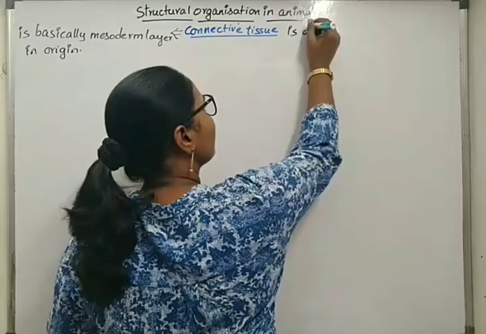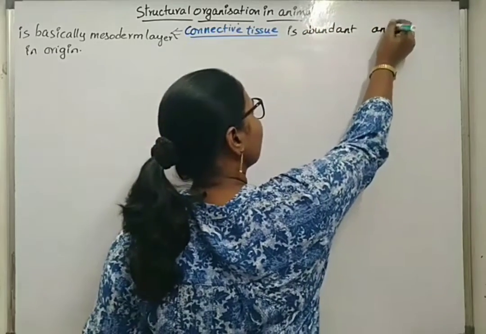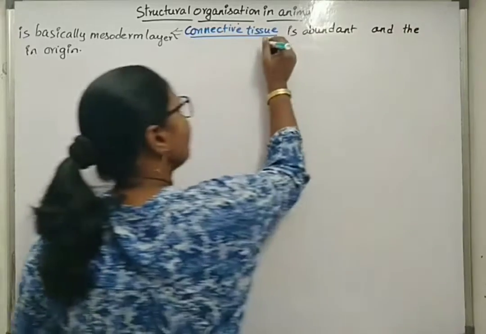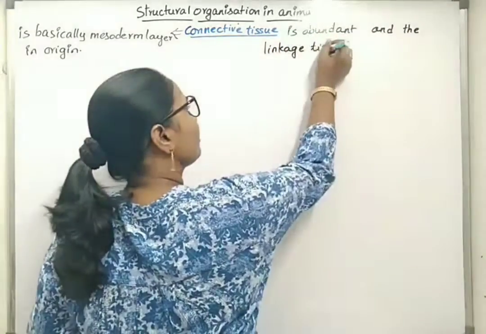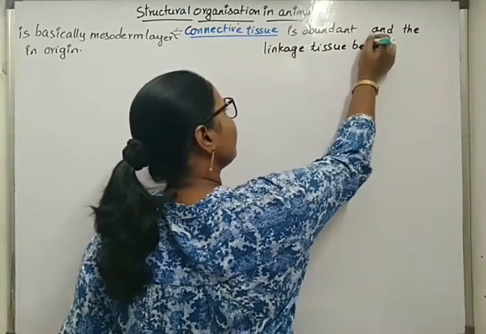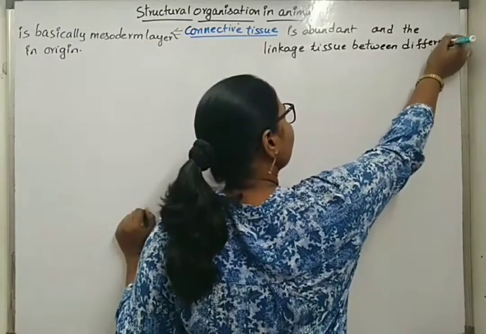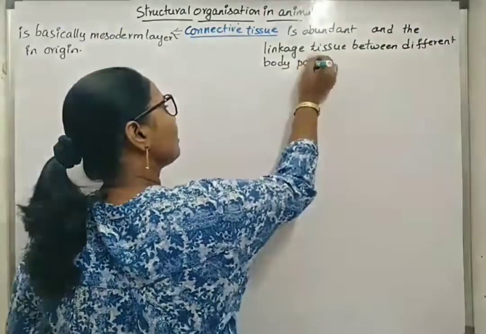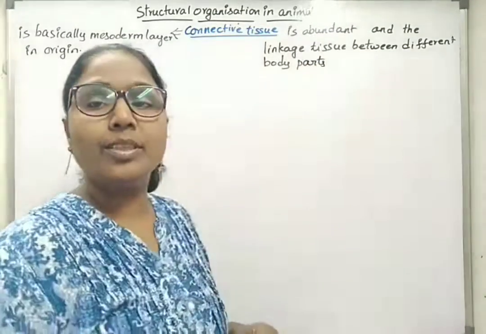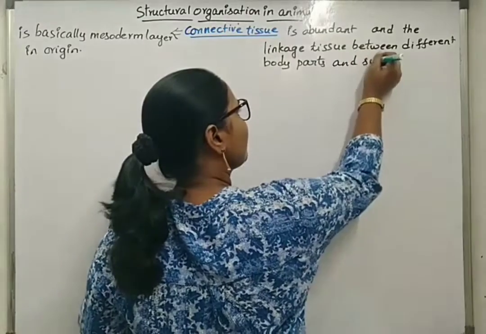It is abundant, and the linkage tissue between different body parts, and the tissue that supports the body parts, and supporting tissue.